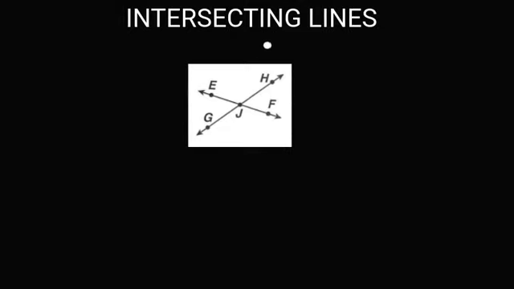Next, we have intersecting lines. Intersecting lines. These are 2 lines that cross each other at any point. So here we have line GH crossing line EF at point J. So intersecting lines are 2 lines that cross each other at any point.